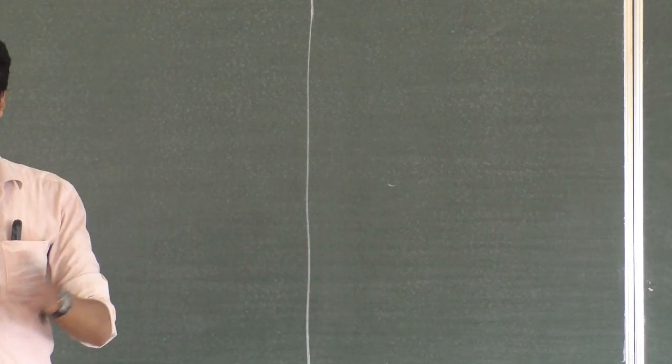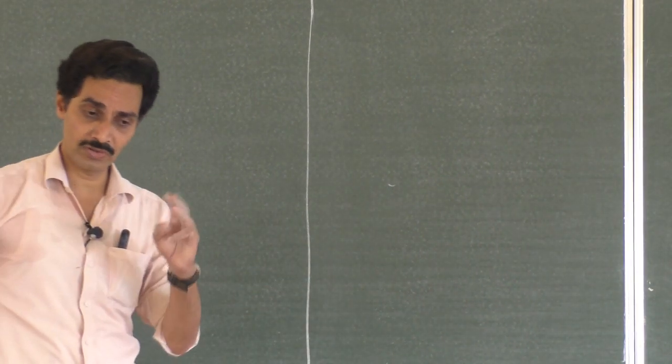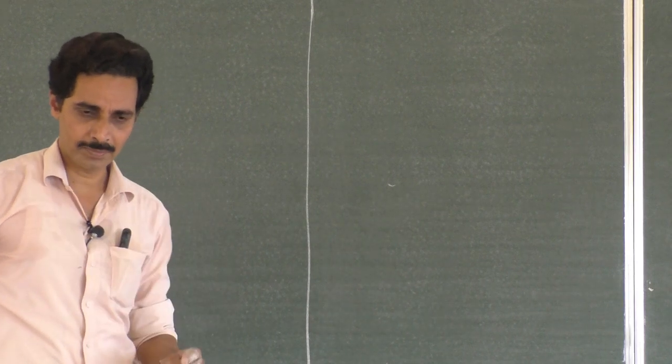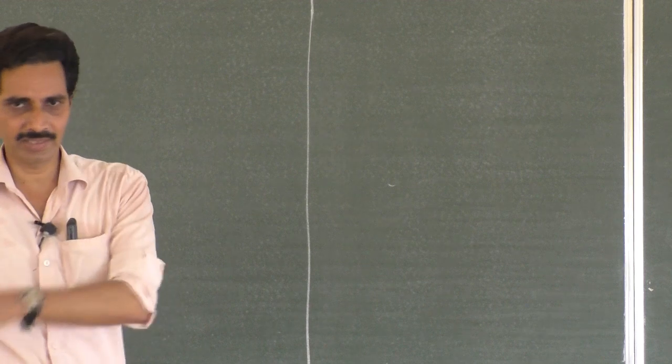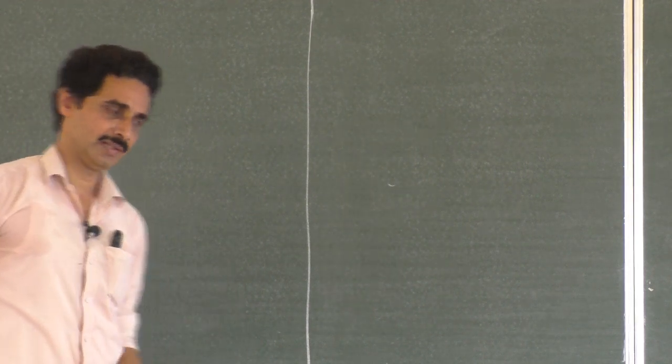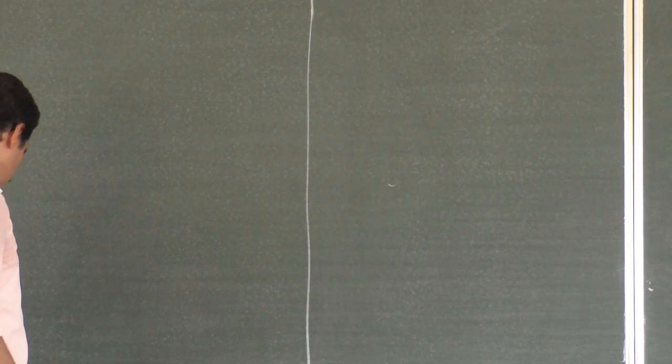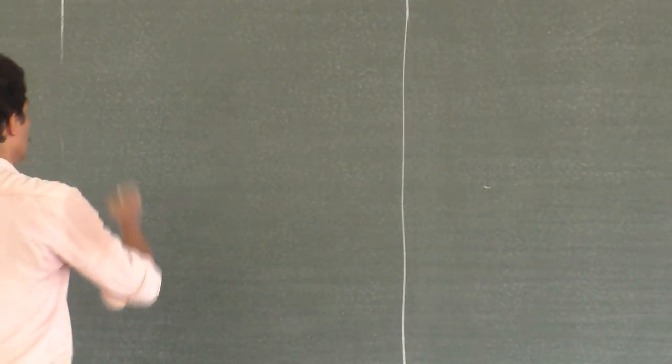When they are connected in parallel, it is R by N, because suppose you have 3 resistors, 1 by Rp is equal to 1 by R plus 1 by R plus 1 by R. That is 1 by Rp equal to 3 by R. What is Rp? R by 3. So you can use the R by N formula. So maximum to minimum resistance, what is the ratio?